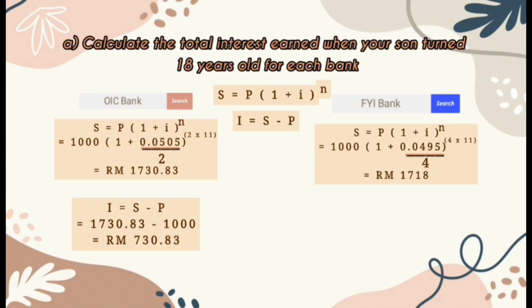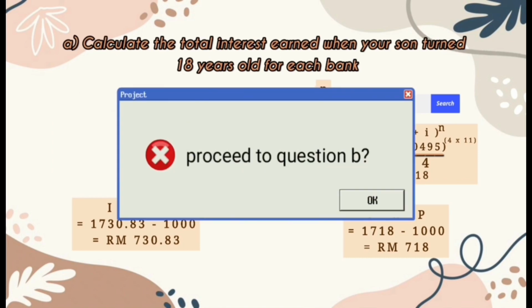For FYI Bank, we also use the future value formula, and with the information that we have, we substitute it into the formula. That gives us RM 1,718. Again, using the I equals S minus P formula, we substitute the information that we have into it, and the total interest is RM 718.